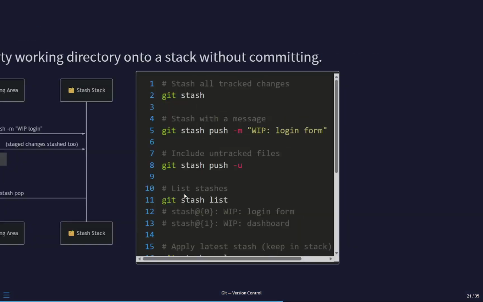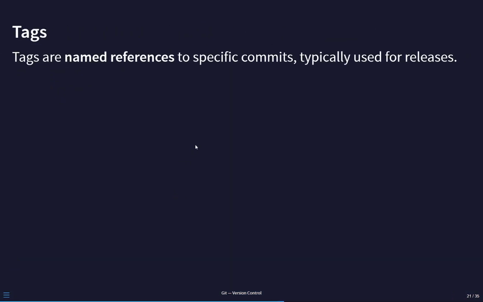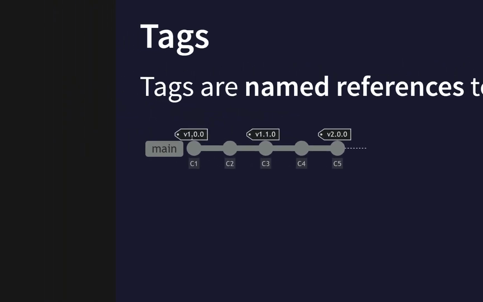Next. Tags are named permanent pointers to specific commits. Unlike branch pointers, which move forward with every new commit, a tag stays fixed forever on the commit it was created for. Tags are the standard way to mark release versions. Click. The Git graph shows it perfectly. Version 1.0.0 is pinned to the first commit, v1.1.0 to a later commit, version 2.0.0 to the latest one.